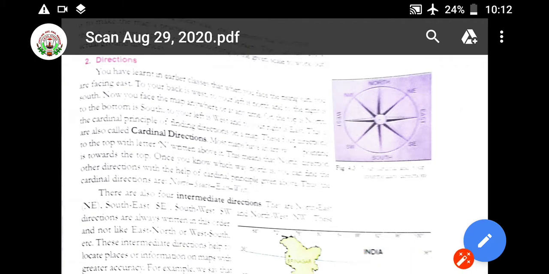Okay, according to that, on the top is north, to the bottom is south, to your left is west, and to your right is east. That is the basic thing. Every map is going to have this. This is the cardinal principle of finding directions on a map, and not only here but all the maps are going to be mentioned in this manner only.